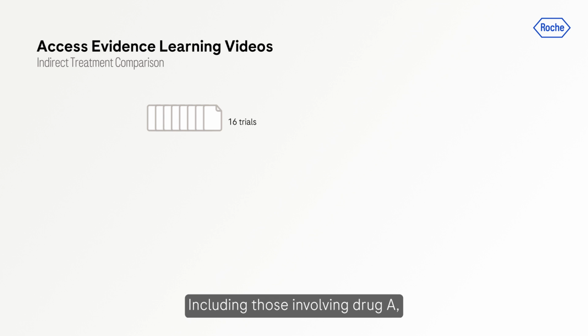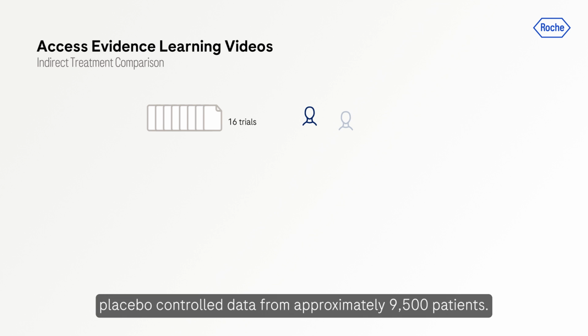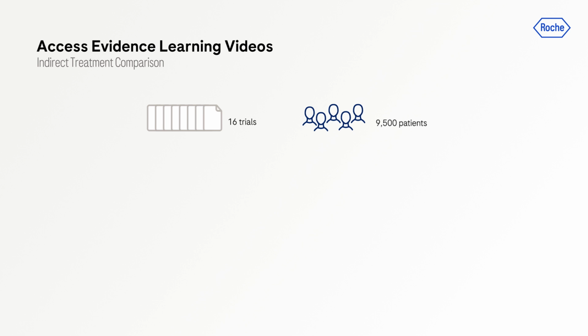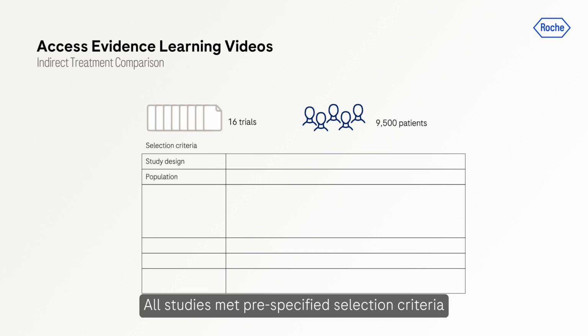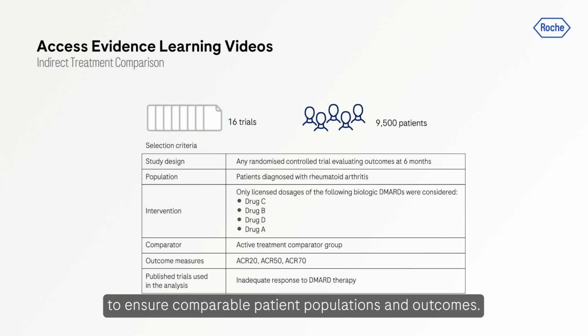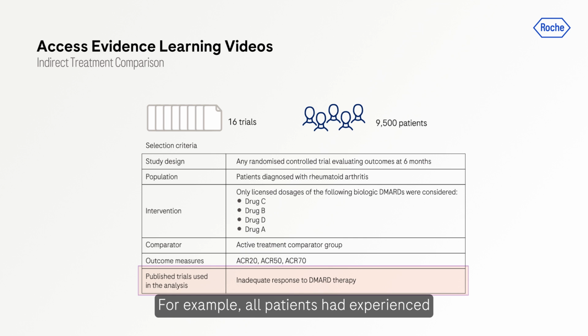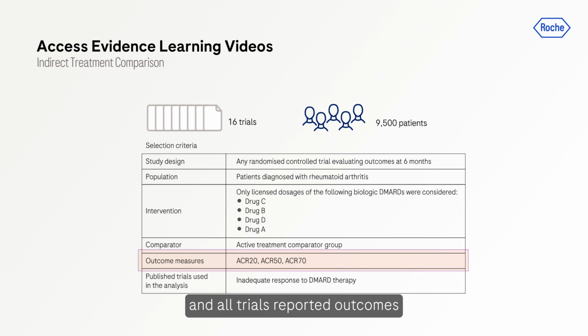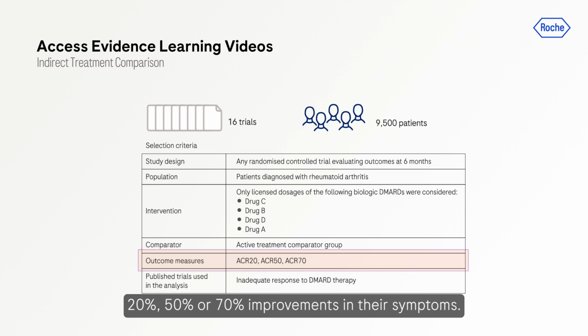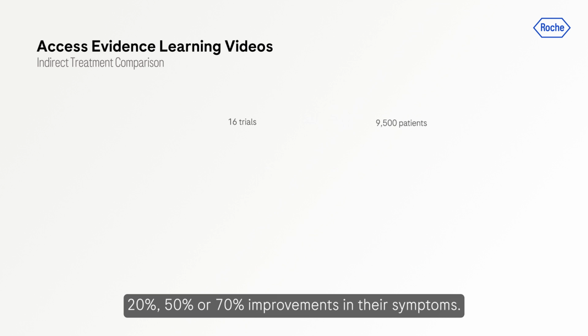Including those involving drug A, a total of 16 trials were identified, containing placebo-controlled data from approximately 9,500 patients. All studies met pre-specified selection criteria to ensure comparable patient populations and outcomes. For example, all patients had experienced inadequate response to DMARD therapy, and all trials reported outcomes expressed as ACR 20, ACR 50, and ACR 70. That is the proportion of patients achieving 20, 50, or 70% improvements in their symptoms.